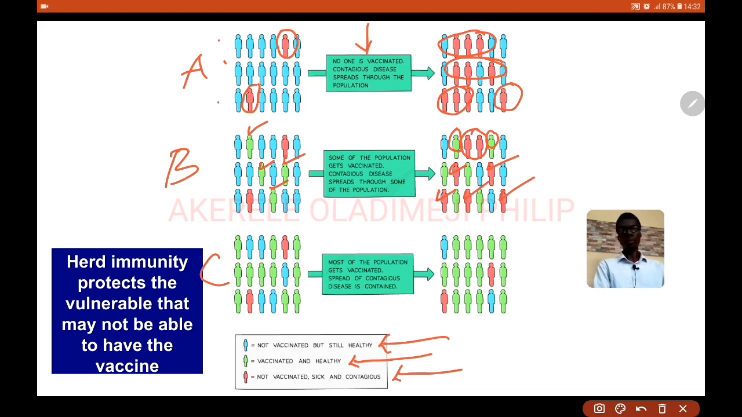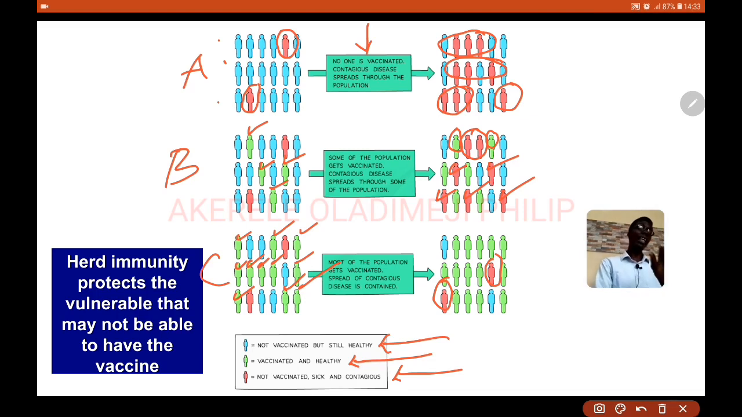So let's move on. Now, at this group C, we have 1, 2, 3, 4, 5, 6, 7, 8, 9, 10, 11. 11 people got vaccines. So it says here most of the population gets vaccinated. Now, the spread of contagious disease is contained. See what happened. Only 2 people got the disease because most of the population has been vaccinated. Which means that herd immunity protects the vulnerable that may not be able to have the vaccine indirectly.